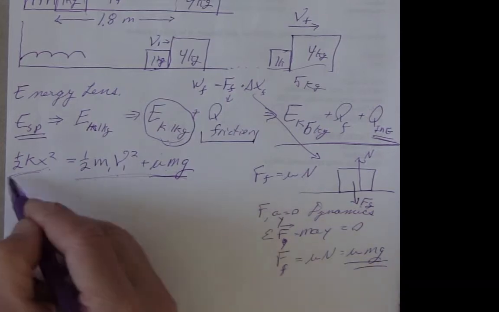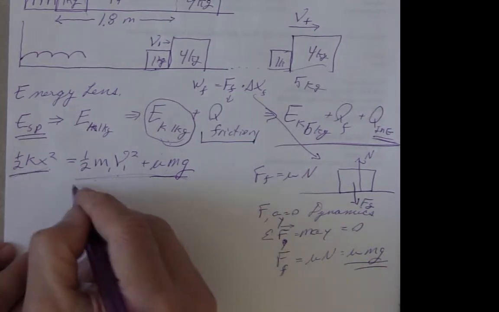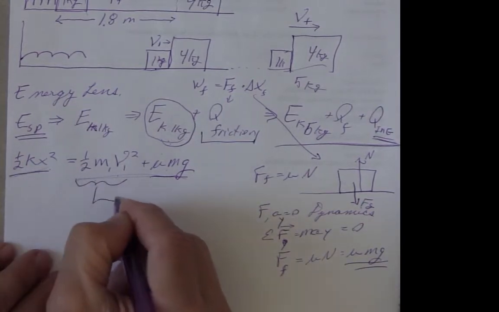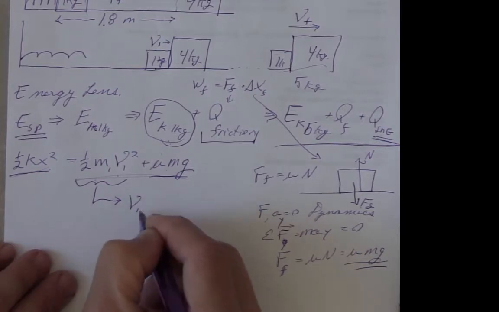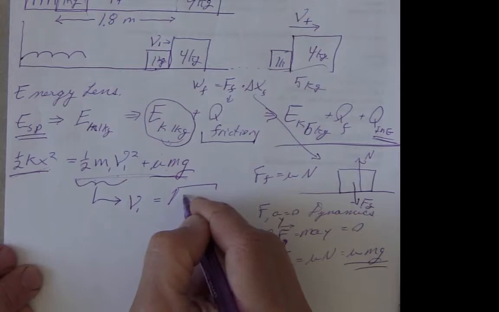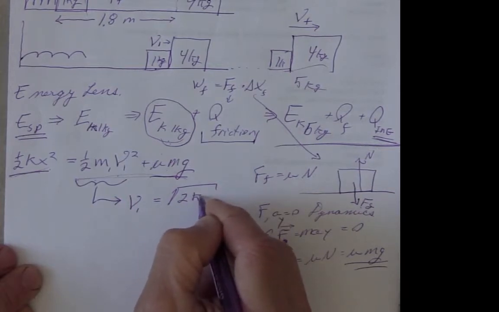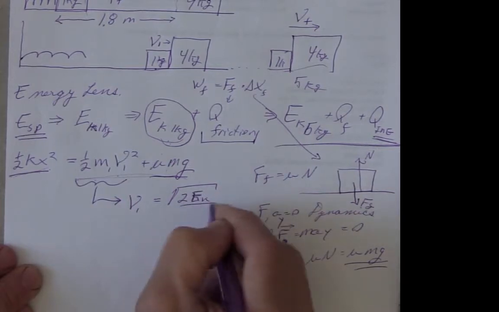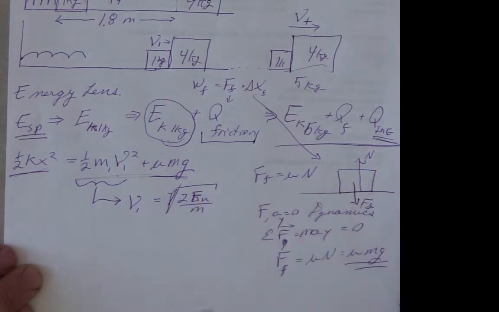Because I know the heat given off and the original spring potential energy, I can solve this to give me v1. And if I want to, I can solve it and say this is the square root of 2 times the kinetic energy over the mass, if I want to.